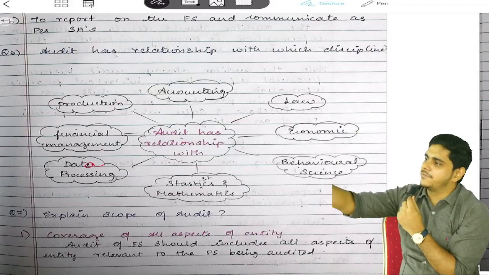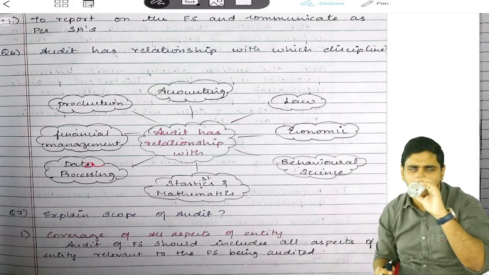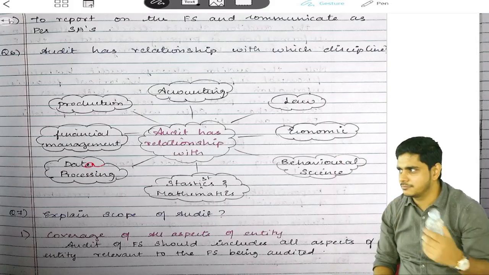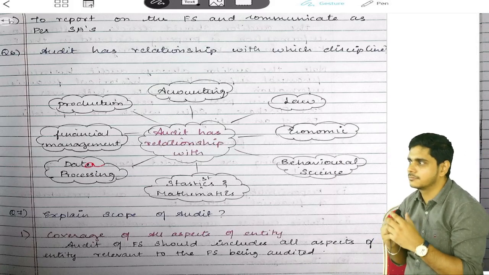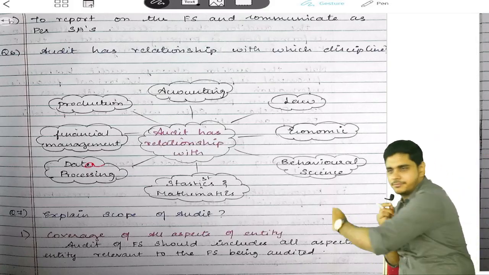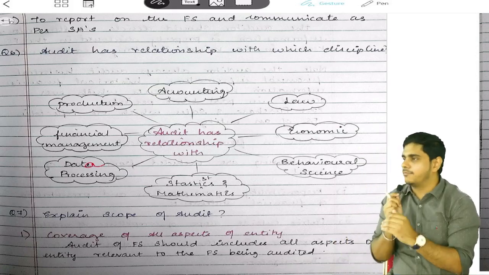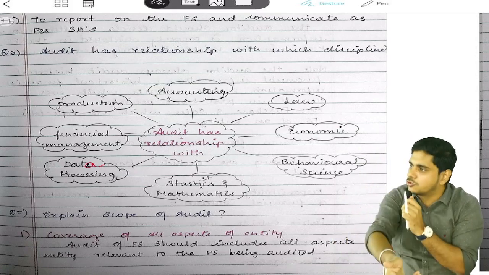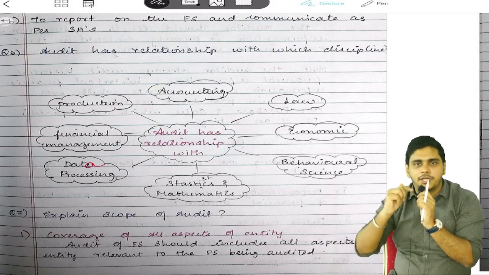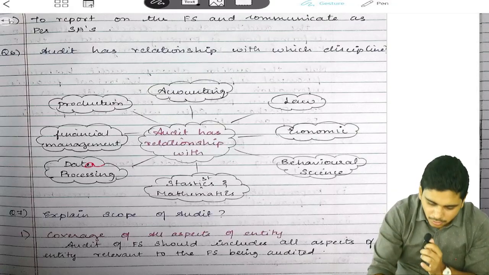Yes, Nivedita, tell me. Basic objective of audit is to verify the financial statements. The financial statements are based on the books of accounts. We do audit of accounts only. So audit and accounts have a close relationship. It's a full, deep relationship.